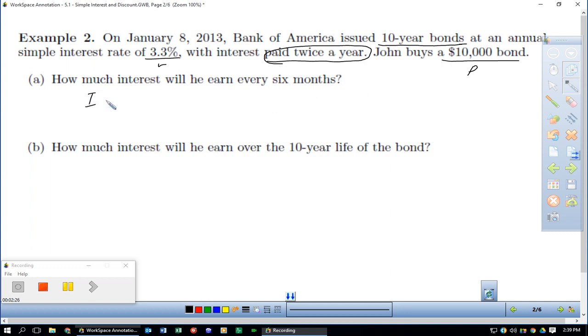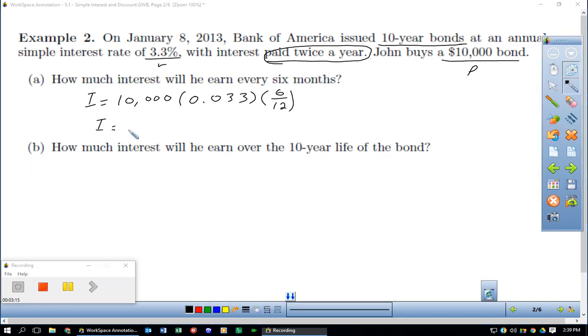First off, interest equals principal. So he has $10,000, a rate of 0.033 as a decimal, times time. Well, this is 6 months out of 12 months. So the interest he gets in that 6-month period is $3,300. Let me double check. That doesn't seem right. $165. I think I may have gotten ahead of myself. All right, so $165. And hopefully you're working these on your own so that you can check me. So my interest is $165 every 6 months.